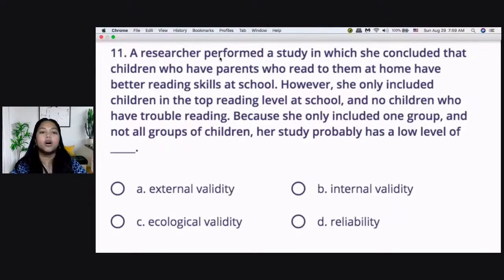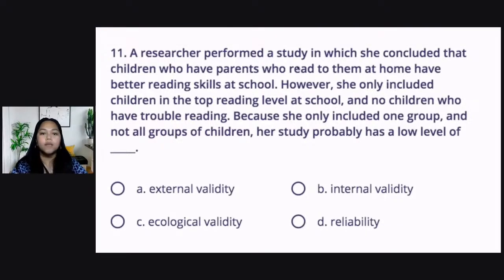So sabi dito, meron kang researcher na nag-perform ng study na she concluded yung results ng study niya, children who have parents who read to them at home have better reading skills at school. However, she only included children in the top reading level at school and no children who have trouble reading because she only included one group and not all groups of children. Her study probably has a low level of, the correct choice here would be external validity.